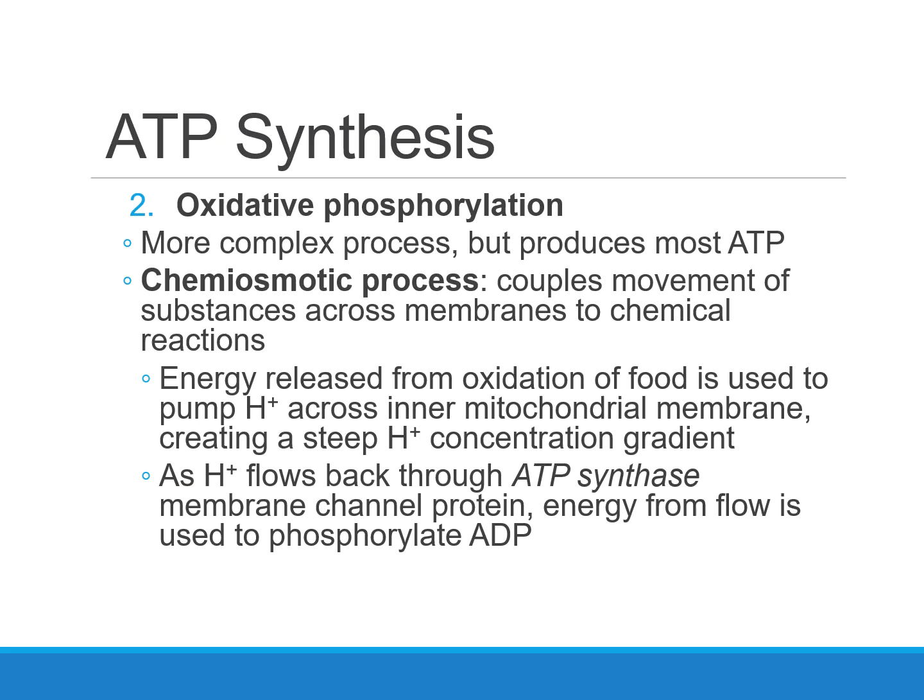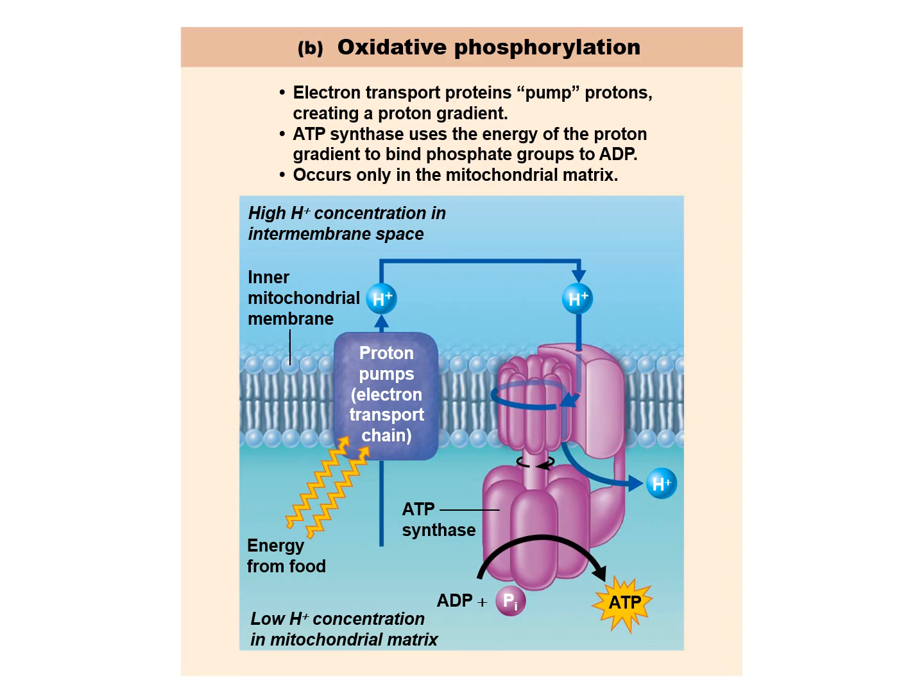The other one that's way more complicated is called oxidative phosphorylation, but we get a whole lot more ATP out of this. So the chemiosmotic process is going to couple the movement of substances across the membrane to chemical reactions. Energy is going to be released from the oxidation of your food that is going to be used to pump hydrogen ion across the inner mitochondrial membrane, creates a steep hydrogen ion concentration gradient, and as the hydrogen ion flows back through the ATP synthase membrane channel protein, energy from that flow is used to phosphorylate an ADP molecule back into an ATP molecule. And so that's what they're showing you there. Again, don't get yourself too bent up in the details of that, but get the idea that there's two different ways and what those are called.